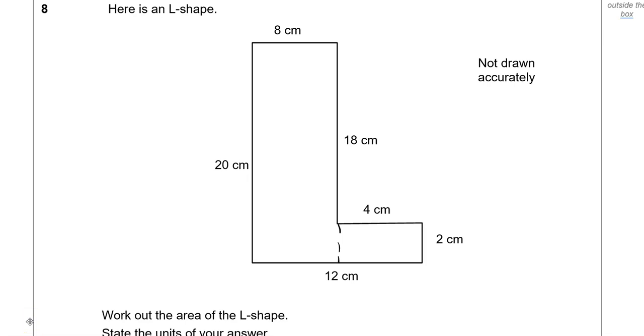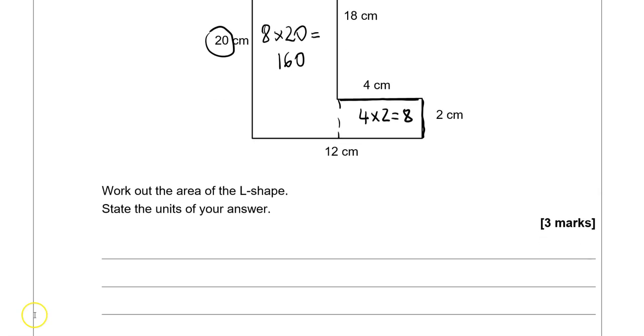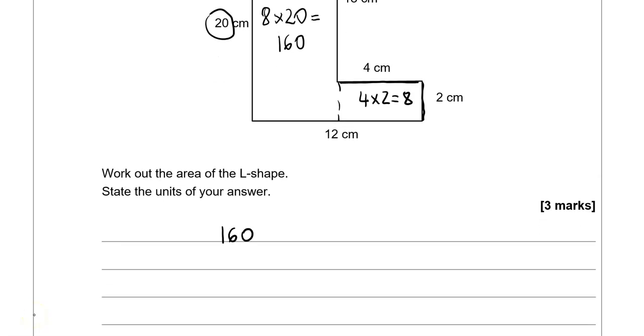So let's work out the area of the big rectangle. That is 8 centimeters by 20, which is 160. Now we've got 4 by 2, gives us 8. So 160 add 8 gives us 168, and the unit is centimeters squared.